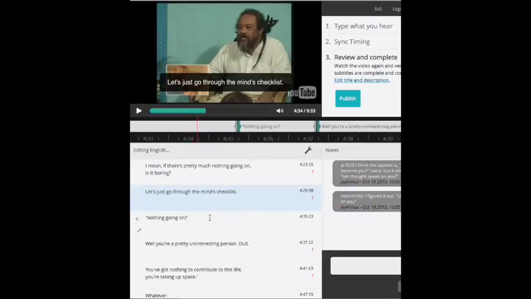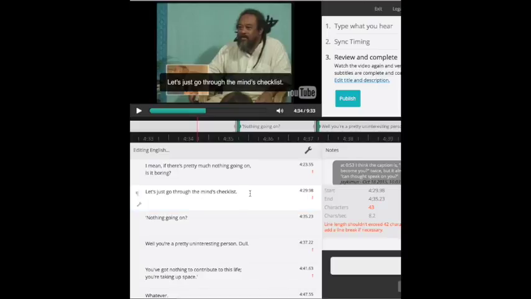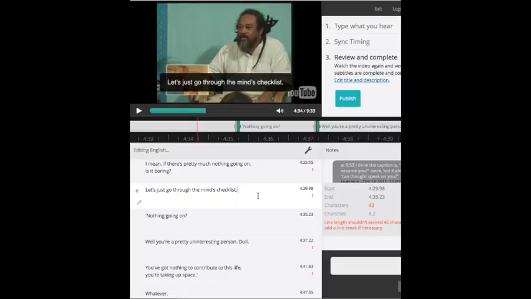You'll notice that what Mooji actually says is, let's just go through the list of the mind's checklist. And we have not included all of those words. So what we actually typed here is, let's just go through the mind's checklist. We've done this because we haven't changed the meaning of what's being said. We believe that it's made it a bit more clear what's being said. And by leaving out the extra words, the list of the mind's checklist, and changing it to the mind's checklist, we have reduced the reading rate and the character count. So maybe giving some more space for these words to be on the screen, to be read and understood, without altering the meaning of what's being said. So that's another big change.